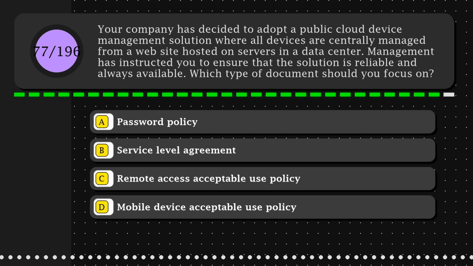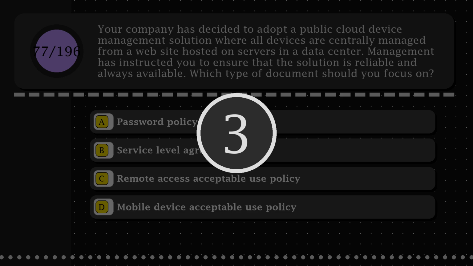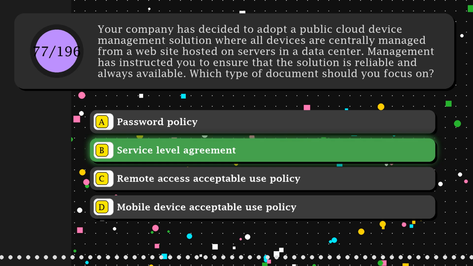Question 77. Your company has decided to adopt a public cloud device management solution where all devices are centrally managed from a website hosted on servers in a data center. Management has instructed you to ensure that the solution is reliable and always available. Which type of document should you focus on? Option A, password policy. Option B, service level agreement. Option C, remote access acceptable use policy. Option D, a mobile device acceptable use policy. The correct answer is option B, service level agreement.